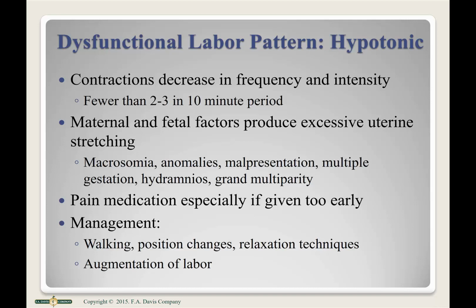Grand multiparity. So multiparity, like we learned today, is a woman who's had more than one pregnancy. Well, grand multiparity is a woman who's had more than 4 pregnancies or more than 5 pregnancies. So lots and lots and lots of pregnancies, and that uterus has been stretched with each pregnancy, that it gets to a point where you can stretch that rubber band and snap it back into place so many times before it just doesn't want to snap back into place. It's just been overstretched. So that would cause a hypotonic pattern.